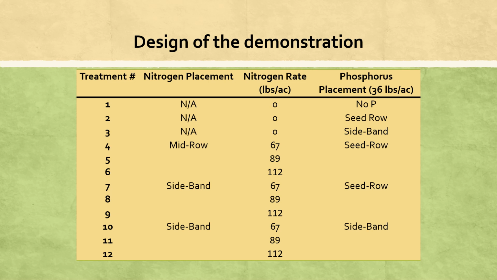Now for our experimental design here, we had, again, you see those three factors. We have nitrogen placement, nitrogen rate, and phosphorus placement. And this experiment was a little bit different in its design. To be able to get the specific influence of each of the three factors, we had to analyze them in treatment groups. I'll just briefly mention that in the results that come along here in a little bit. But you can see that our nitrogen rates were 0, 67, 89, and 112 pounds per acre.